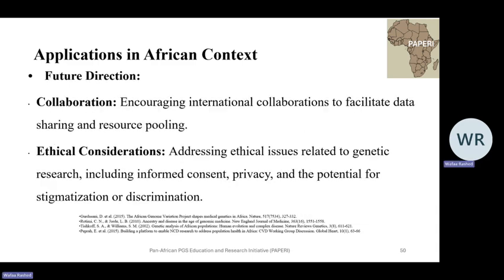Also, more collaboration, encouraging international collaboration to facilitate data sharing and resource pooling. Ethical considerations: addressing ethical issues related to genetic research, including informed consent, privacy, and the potential for stigmatization or discrimination.